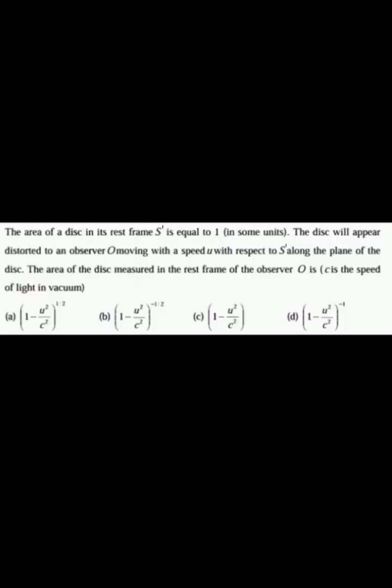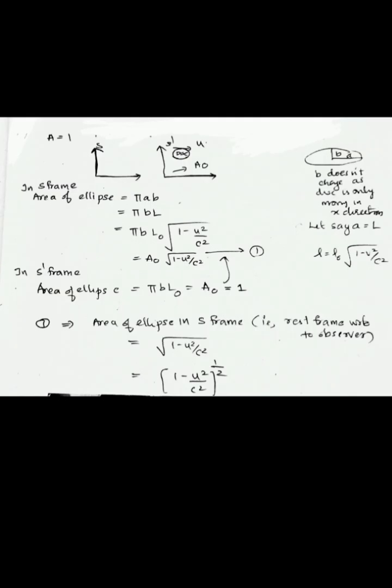Next question: the area of a disk in its rest frame S dash is equal to 1. The disk will appear distorted to an observer O moving with the speed u with respect to S dash along the plane of the disk. The area of the disk measured in the rest frame of the observer O is dash. So here it is asking about the area of the disk in the rest frame of the observer. That is, here it is asking about the area of the ellipse in S frame. So in S frame, the area of the ellipse can be written as pi AB, that is equal to pi BL, because here we take A as L.